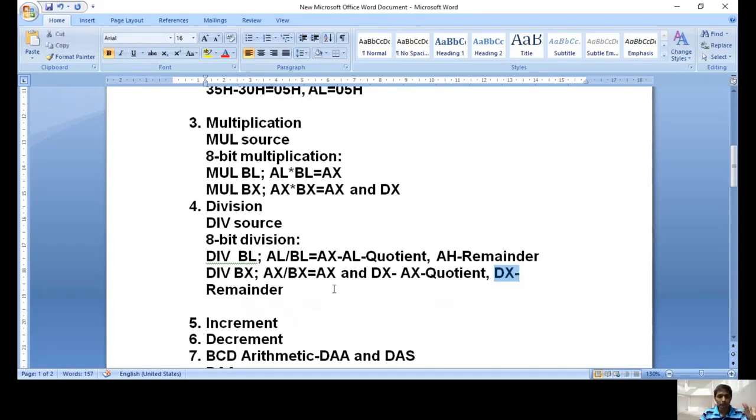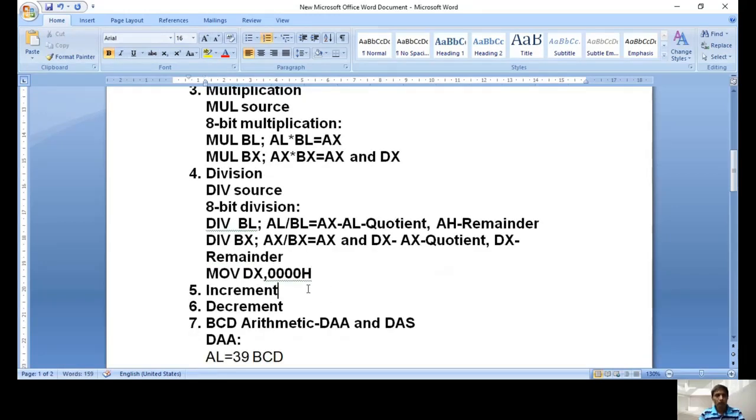So before performing the division by BX instruction, we should initialize DX with 0000, four zeros, nothing but MOV DX, 0000. We initialize it like that before the division operation, then DX automatically takes the remainder part of the result. Okay, this is about the division instruction.